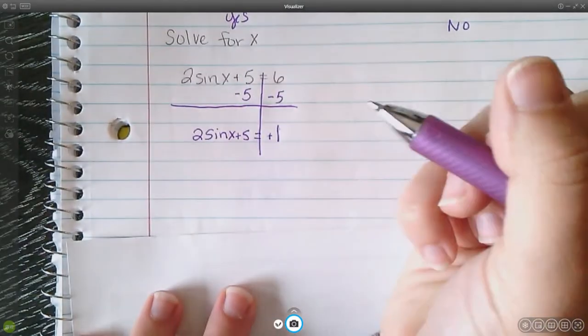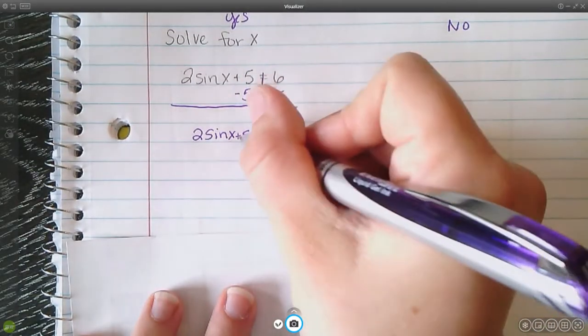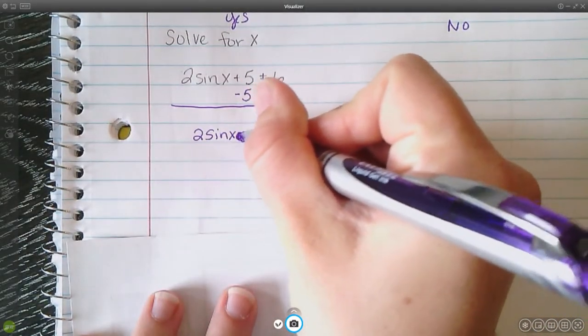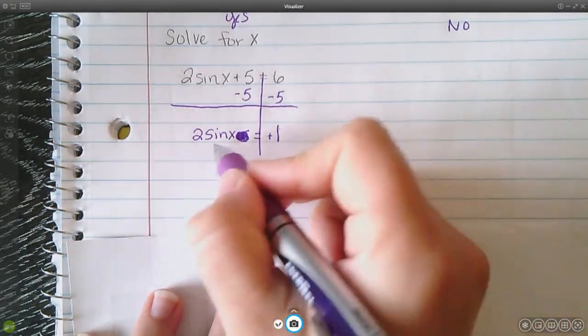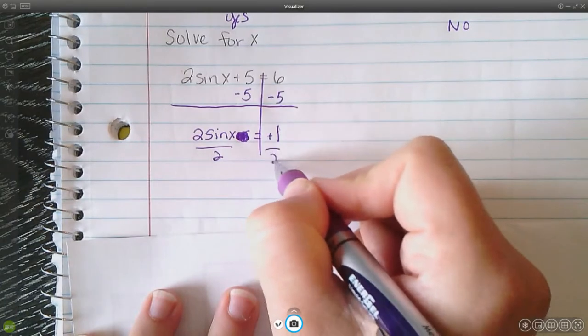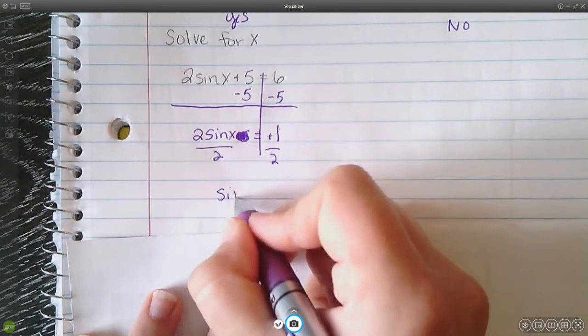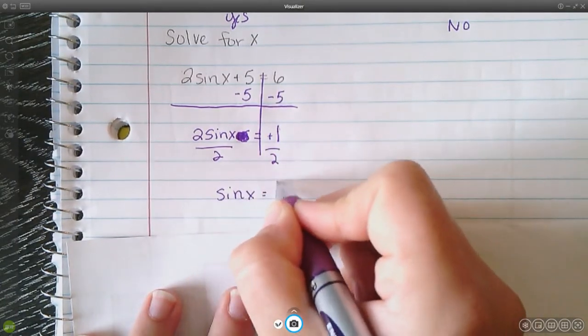And then, oh my gosh, I am struggling today, you guys. Okay, so 5 minus 5, 0. Divide both sides by 2. So we have sine of x equals 1/2.